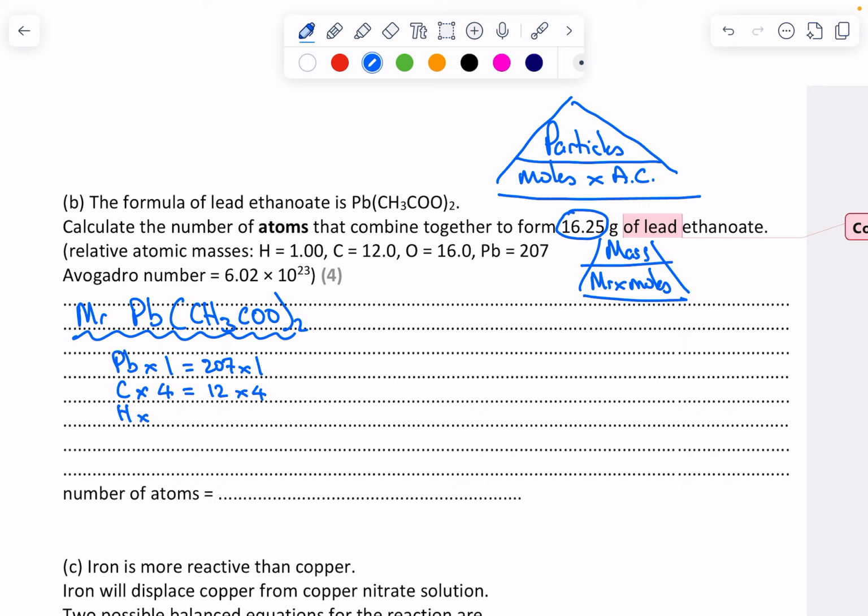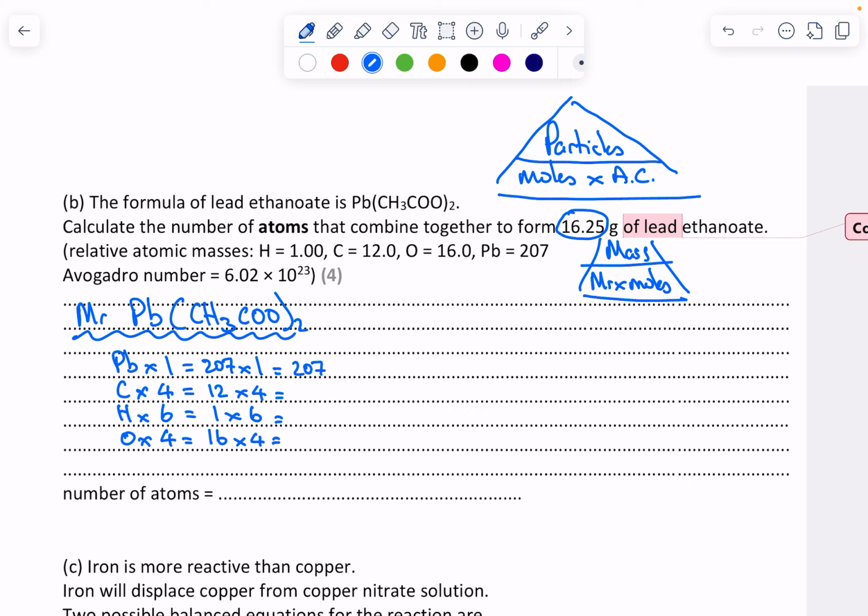So hydrogens is 6, so that's 1 times 6. And then I've got my oxygens, and again inside the brackets I've got 2 times by 2 is 4. So oxygens is 4, so I've got 16 times by 4. So let's work all those out.